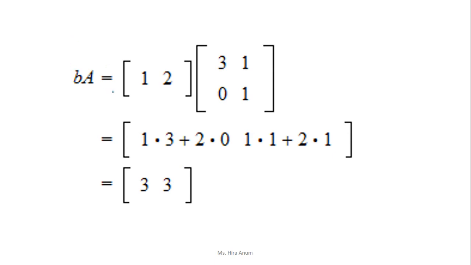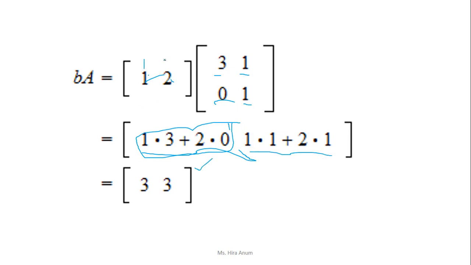B, A. 1, 2, 3, 1, 0, 1. 1 multiply with 3, 2 multiply with 0. You can see this here. This is first value. Then 1 multiply with 1, 2 multiply with 1, this value. Answer will be this.